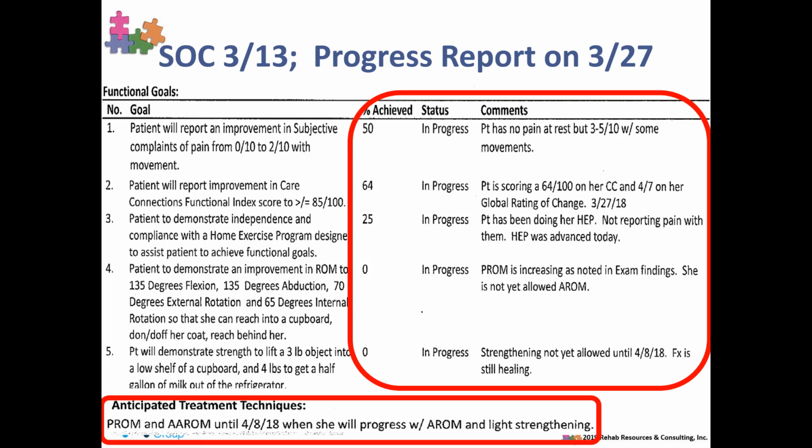Goal number 3, the home exercise program needs to be advanced. Goal number 5, she is not allowed to do strengthening yet, but under anticipated treatment techniques, we know the date that strengthening can begin. So there's an indication of what is yet to be done and what will be done.